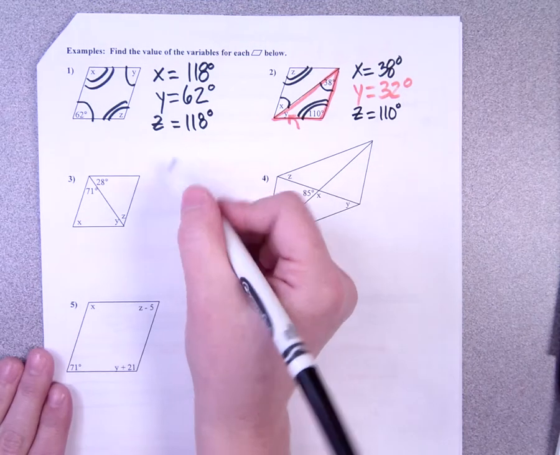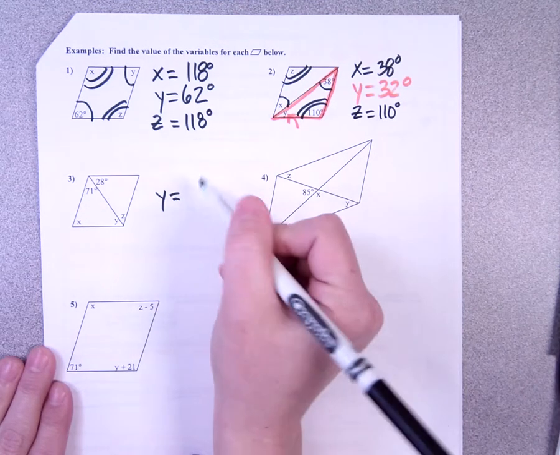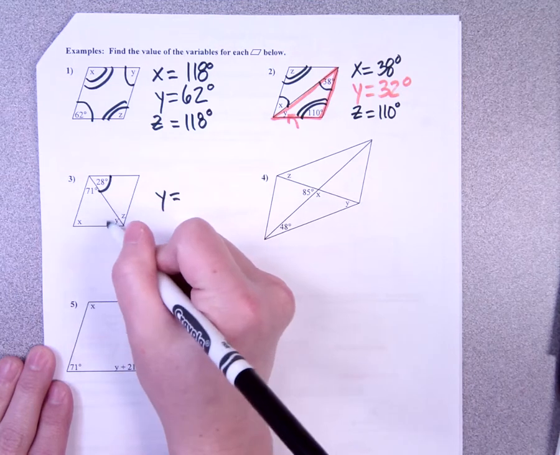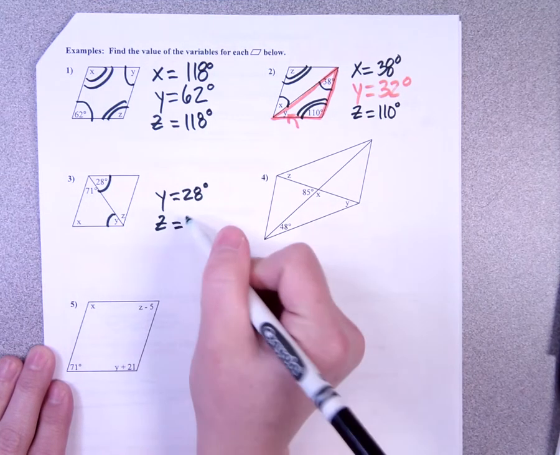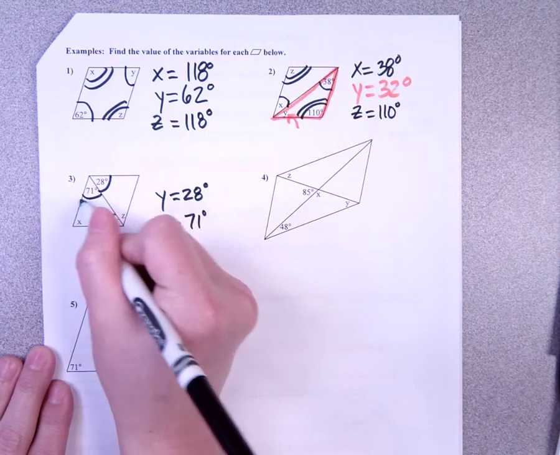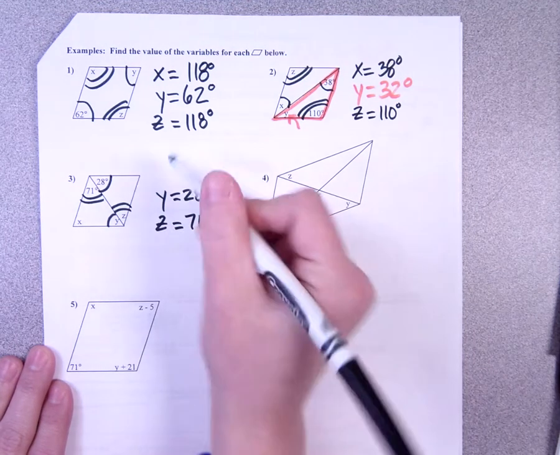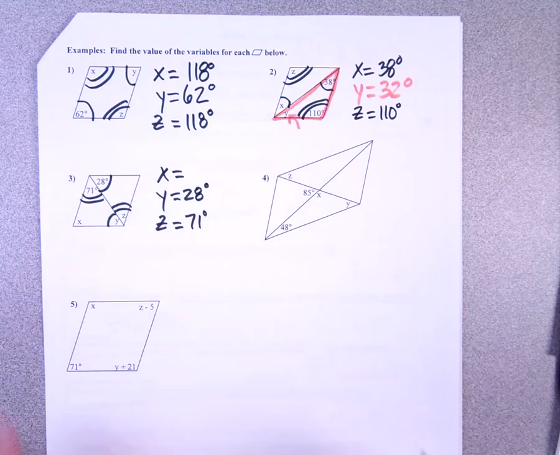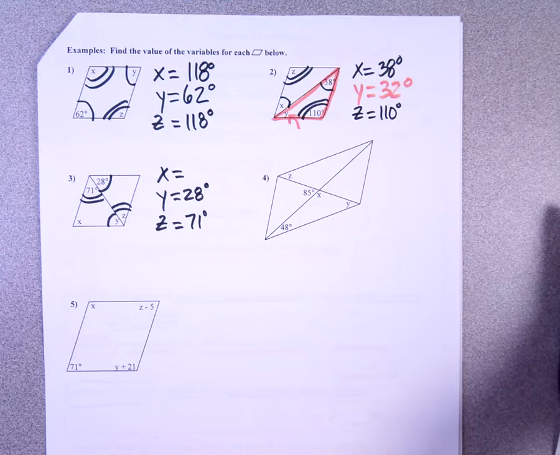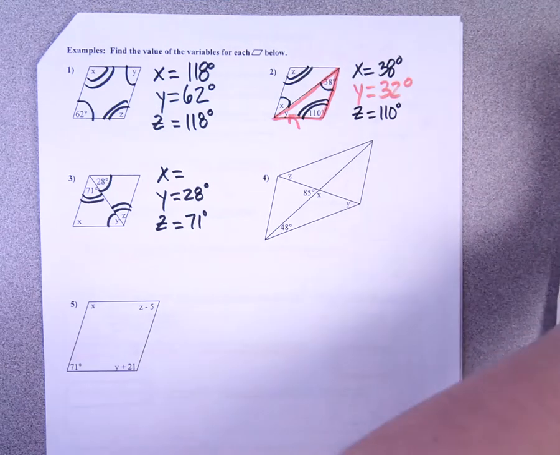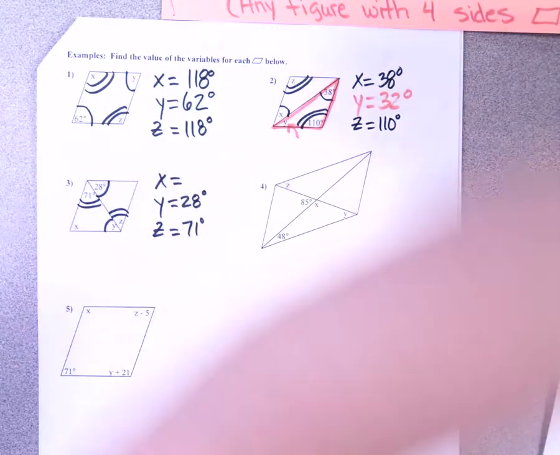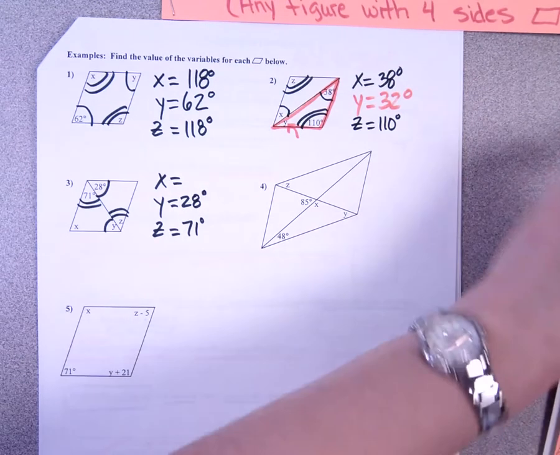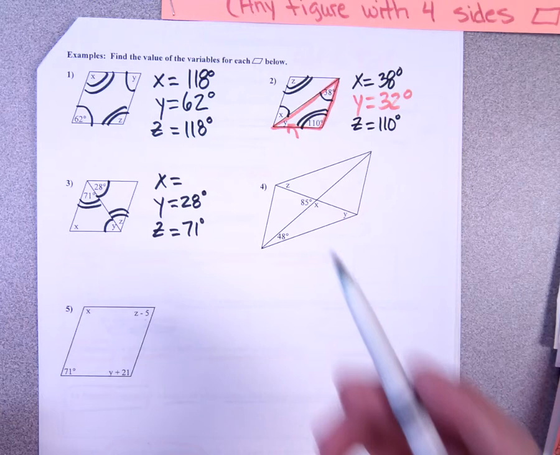Let's skip x for a second. Can anybody tell me what y is? Y is 28, because those are alternate interior angles, so those are congruent. How about z? Z is 71, because the 71 and the z, those are alternate interior angles, so they're congruent. Okay, take a moment and see if you can calculate x for me. And what'd you get?